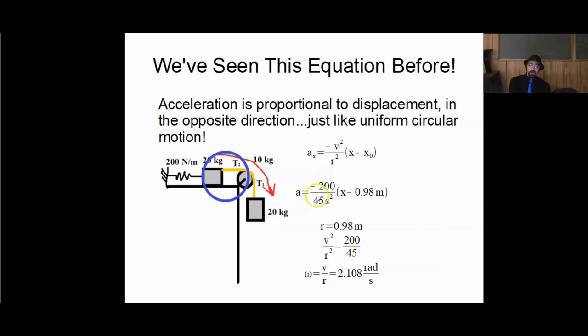We can then, using what we know about circular motion, solve for the angular velocity. That is how many radians per second. It's going to be 2.108 radians per second when we crunch our numbers out.